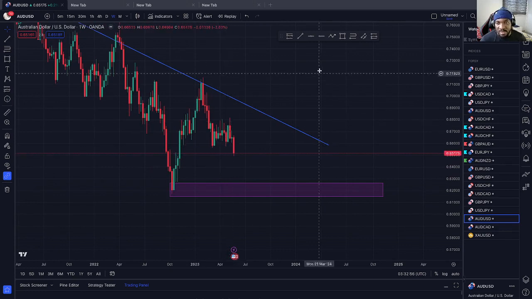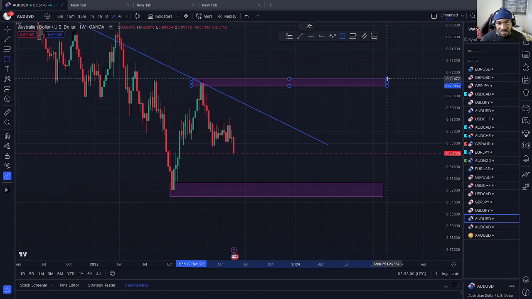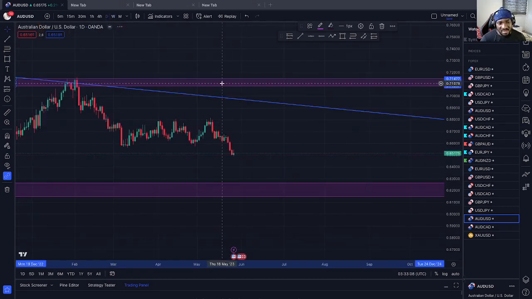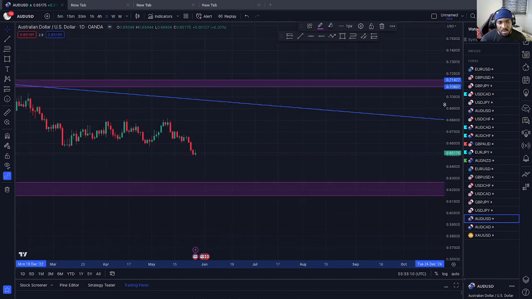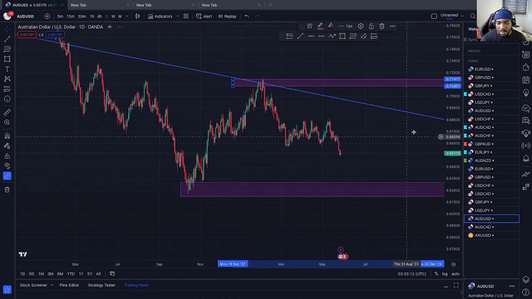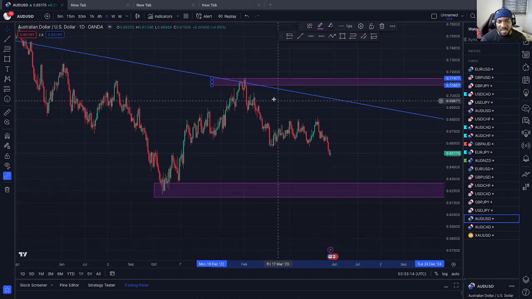So what I'll be waiting for is for price to actually move up to this level, make a double top, and then move down. But let's go to our daily time frame because the market is kind of confusing. Oh, here we see what the market is doing. So the market already gave us a lower high and trended downwards.